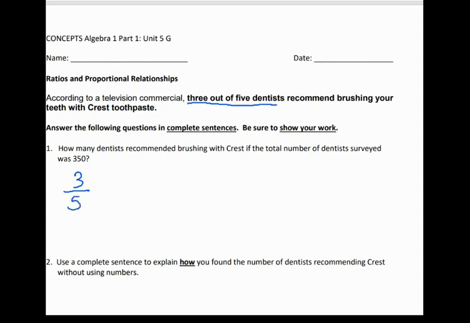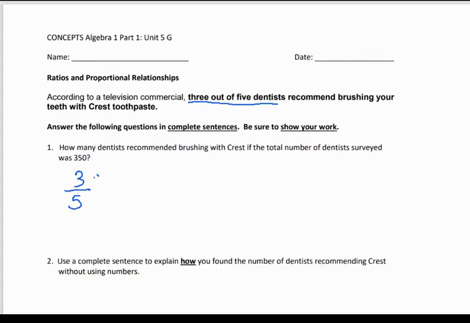What does the 3 mean, and what does the 5 mean? Who has an idea? 3 would be dentists that recommend brushing your teeth with Crest, and then 5 would be total dentists. Perfect. And I'm going to make this a little bit less wordy. 3 is going to be our Crest dentists, and 5 is going to be our total dentists. So that's the ratio we're going to use throughout this packet.